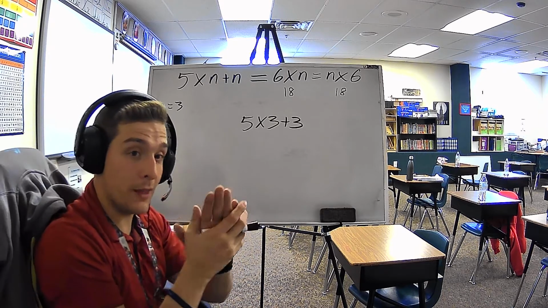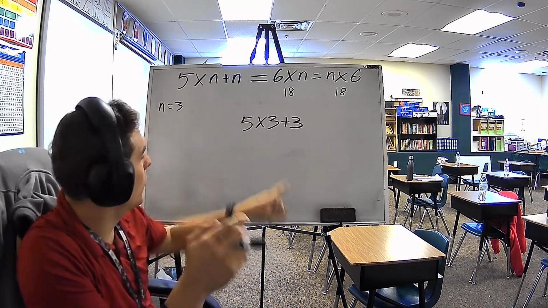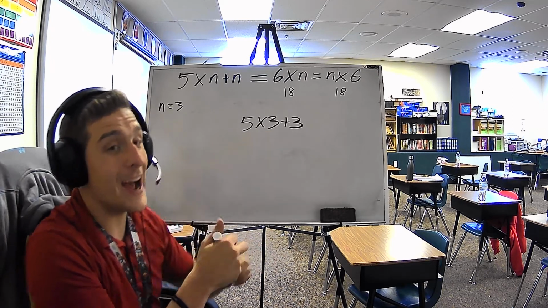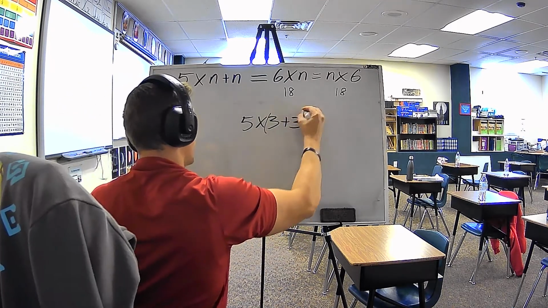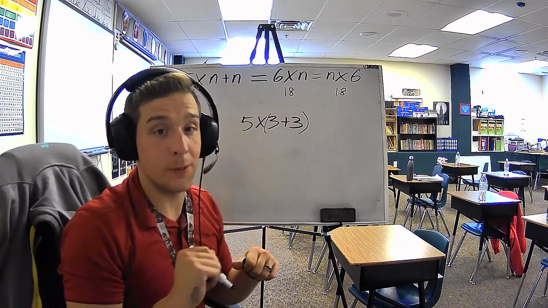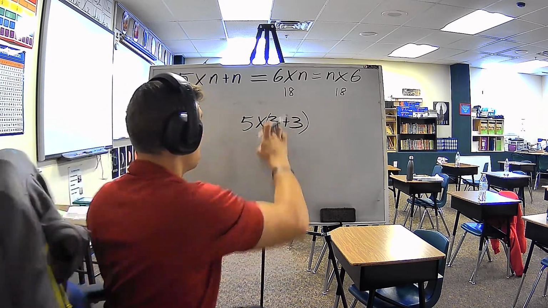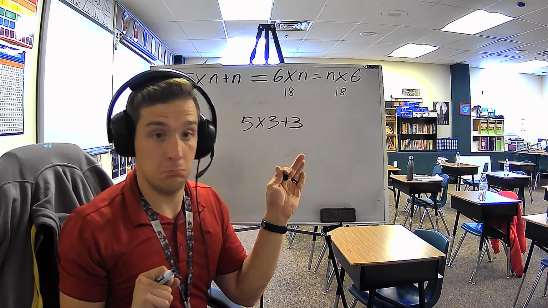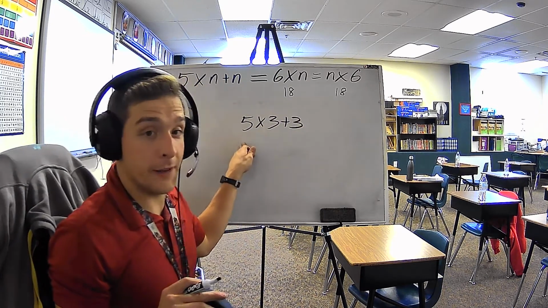So in math, you always do multiplication first. You will never, ever, ever do 3 plus 3 before 5 times 3 unless there's parentheses right there. Then you do 3 plus 3 first. But do I have parentheses there? No, so by default we do 5 times 3.